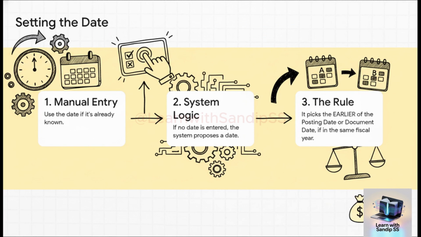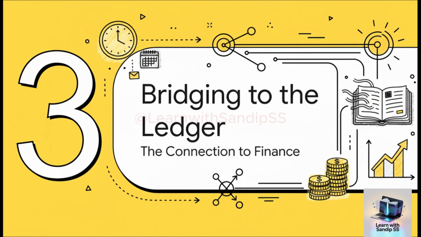Now, the cool part is how the system helps figure this out. If Kevin knows the exact date the excavator started working, great, he can just pop it in manually. But if he doesn't, the system has this really clever rule. It looks at the invoice date and the date the transaction was entered, and it just proposes the earlier of the two. That way, you get the asset on the books as soon as possible, which is absolutely critical for accurate financials.